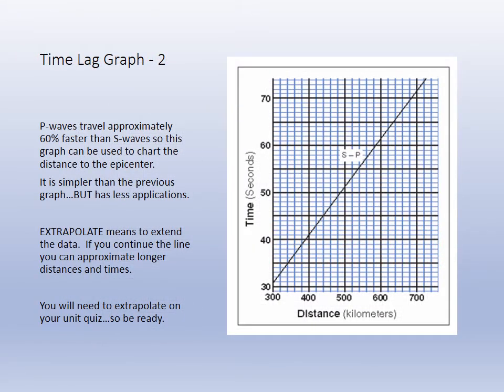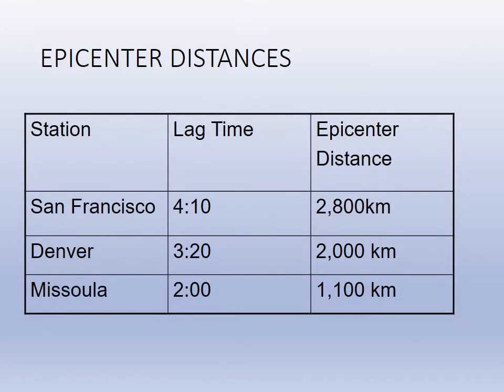The second graph that we use, and this is the one you'll use on your test, I have both in your reference tables, because it boils the information down. You just take the time lag and it tells you the straight difference. You don't have separate S and P. This is a time lag graph. So using those graphs, this is the epicenter difference that we have.